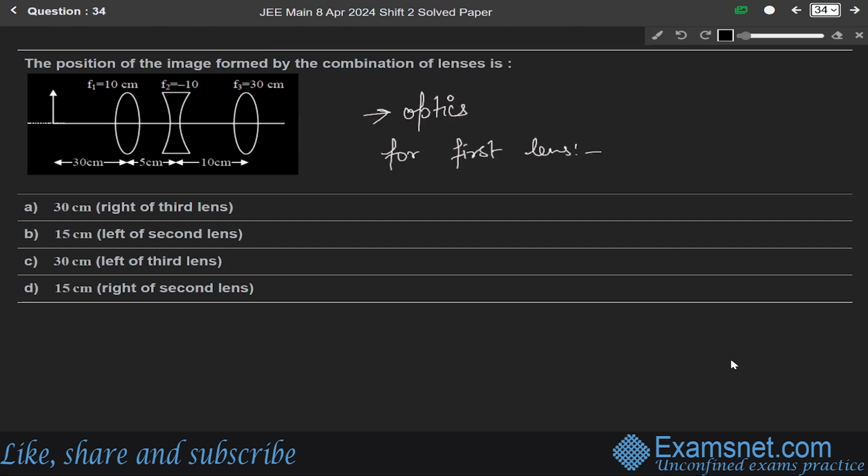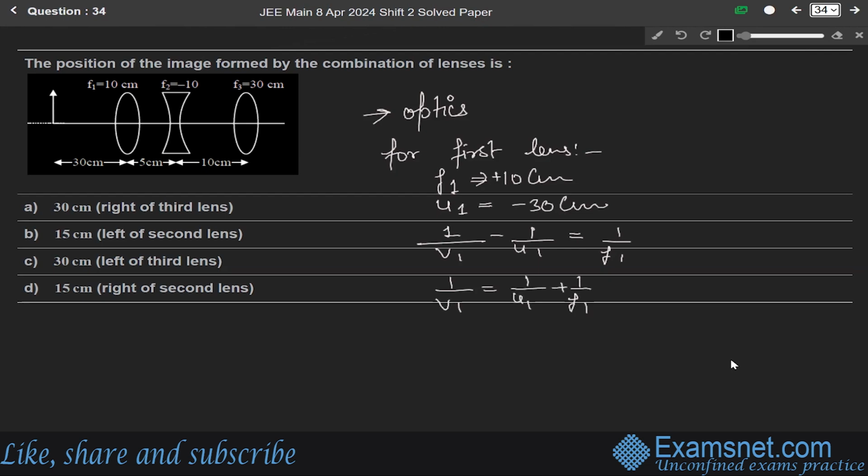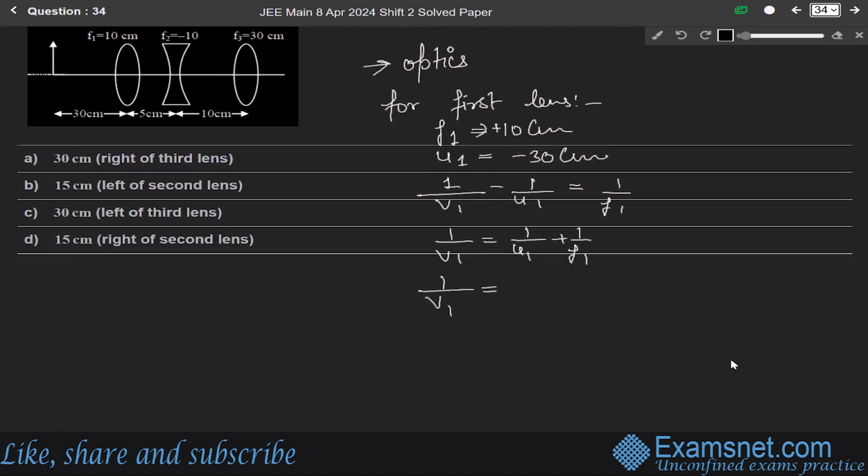For the first lens, F1 will be plus 10 centimeter according to sign convention. U1 will be minus 30 centimeter. Now using the lens formula, 1 over V1 minus 1 over U1 equals 1 over F1. So 1 over V1 will be equal to 1 over U1 plus 1 over F1. Substituting the values, 1 over V1 is equal to 1 over minus 30 plus 1 over 10. Solving it, we get V1 equal to plus 15 centimeter. So for the first lens, the image is formed at a distance of 15 centimeter to the right of it.